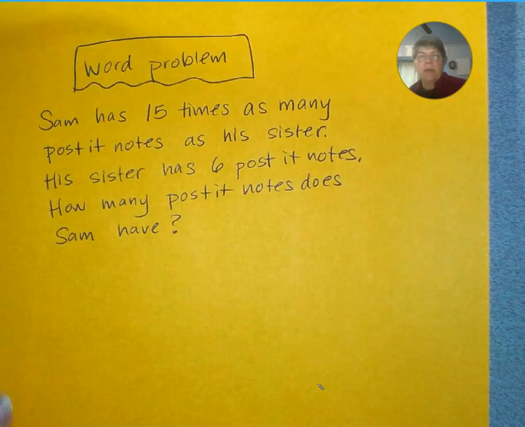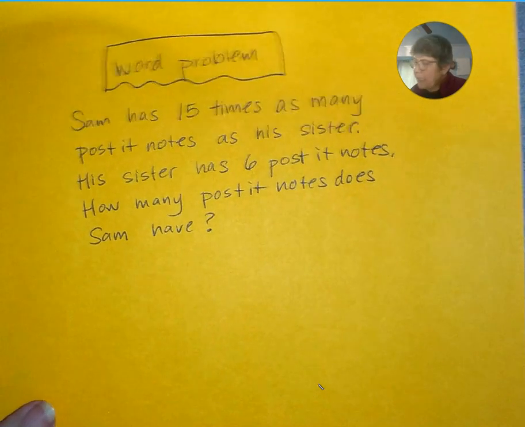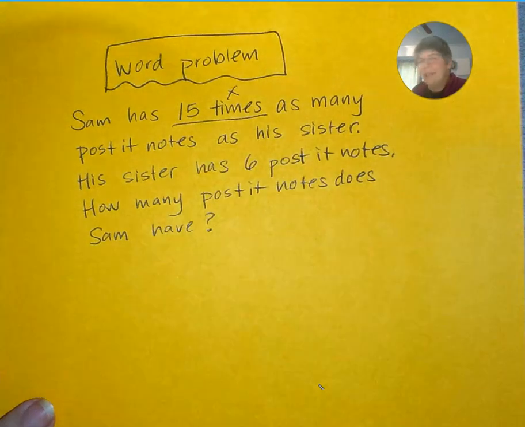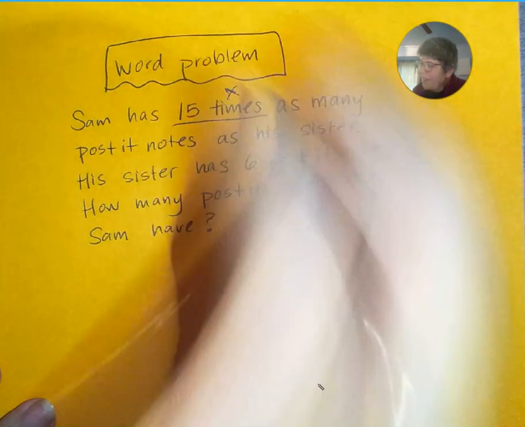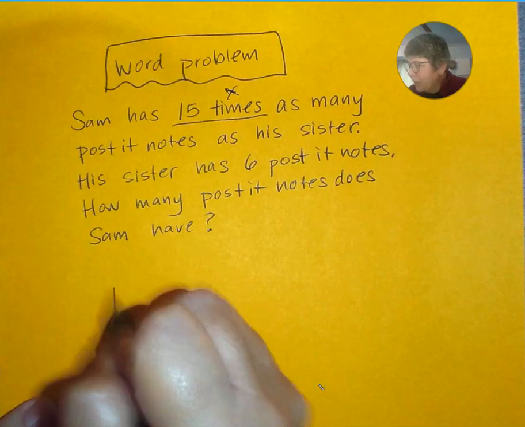Okay, and now we have a word problem. Sam has 15 times, I see the word times there, as many Post-it notes as his sister. Maybe he got a big pack of Post-it notes for a present. His sister has 6 Post-it notes. How many Post-it notes does Sam have? Okay, so we know he has a lot of Post-it notes.